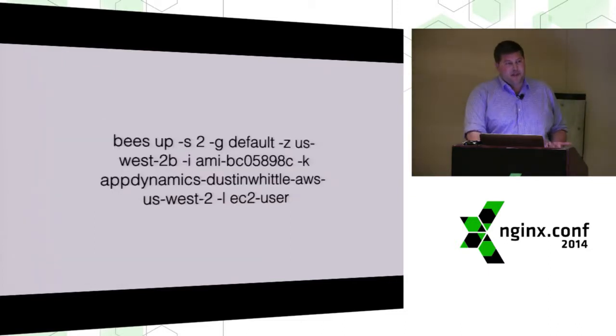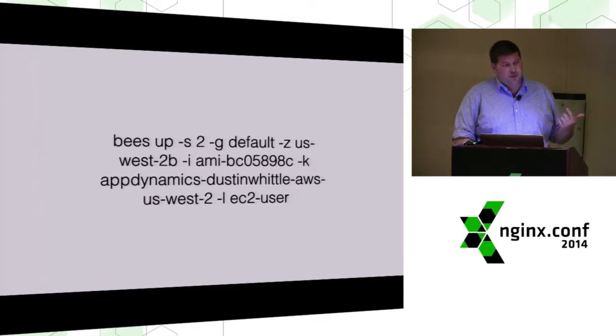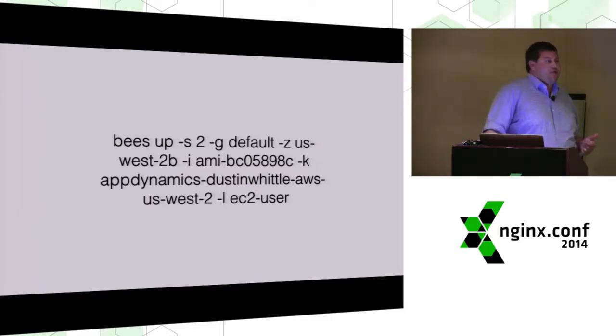Once you have that set up, it's really about spinning up an instance that you can load test against. So here, the first command is called bees up. What I want to do is spin up 2 servers in the default security group in the US West 2B data center, using this image, this AMI, this SSH key and this username. It sounds complex and convoluted, this command, but really it's just bees up -s 2 when you have everything configured. The idea is I just want to spin up 2 servers in the US West 2B data center and use them for load testing.